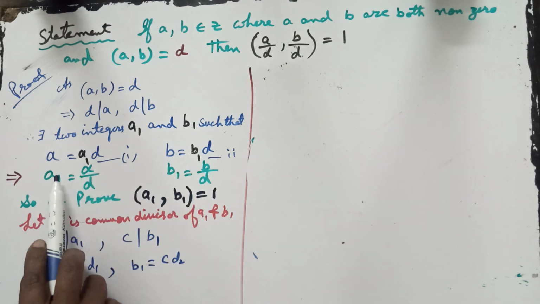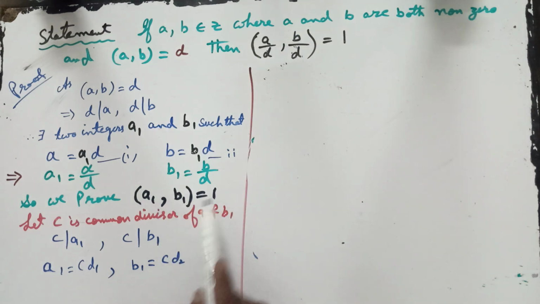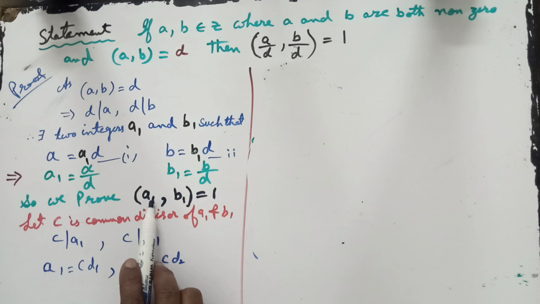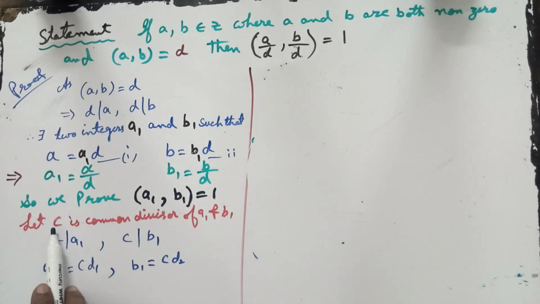So we want to prove that a1 and b1 are relatively prime. I take a common divisor. Suppose that this is not true. If it is not true, both have a common divisor c. So c divides a1 and c divides b1.